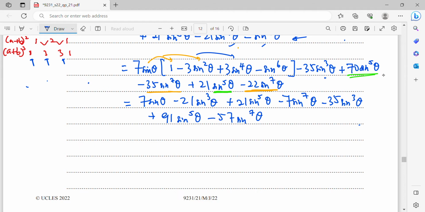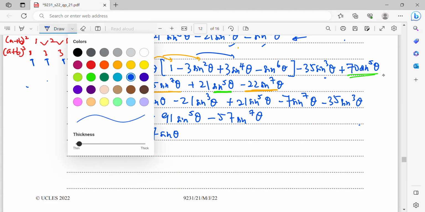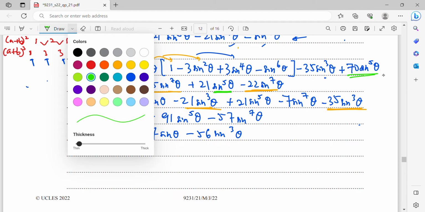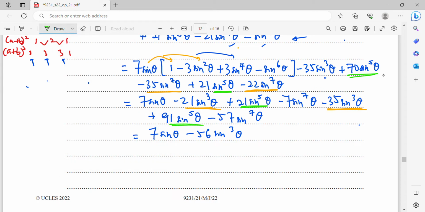Okay, so now simplify again. So I will get 7 sine theta. For the cube, right? Negative 21 sine cube, negative 35 sine cube. So it will be negative 56. And then for the degree 5, when you simplify, 91 plus 21, it is 112. So I get plus 112 sine degree 5 theta.